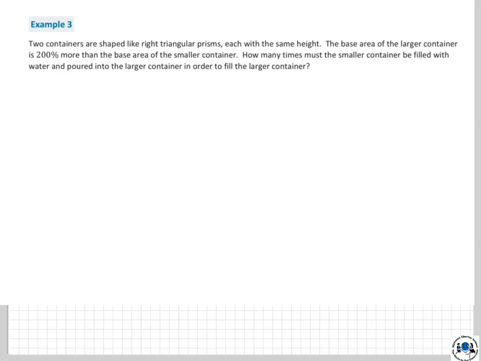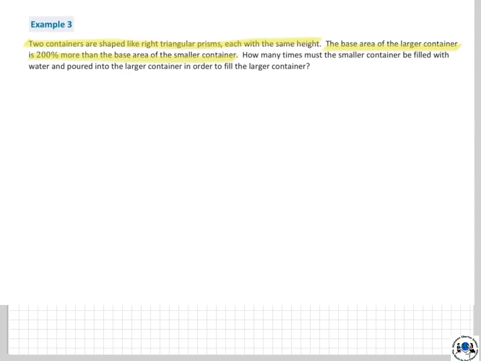Okay, so example 3 now. Example 3 says we have 2 containers that are shaped like right triangular prisms, each with the same height. The base area of the larger container is 200% more than the base area of the smaller container. This is hearkening back to our percentage module, module 5, where we talked about 200% more, 200% less than. This is going to ask us to bring that back to the front.